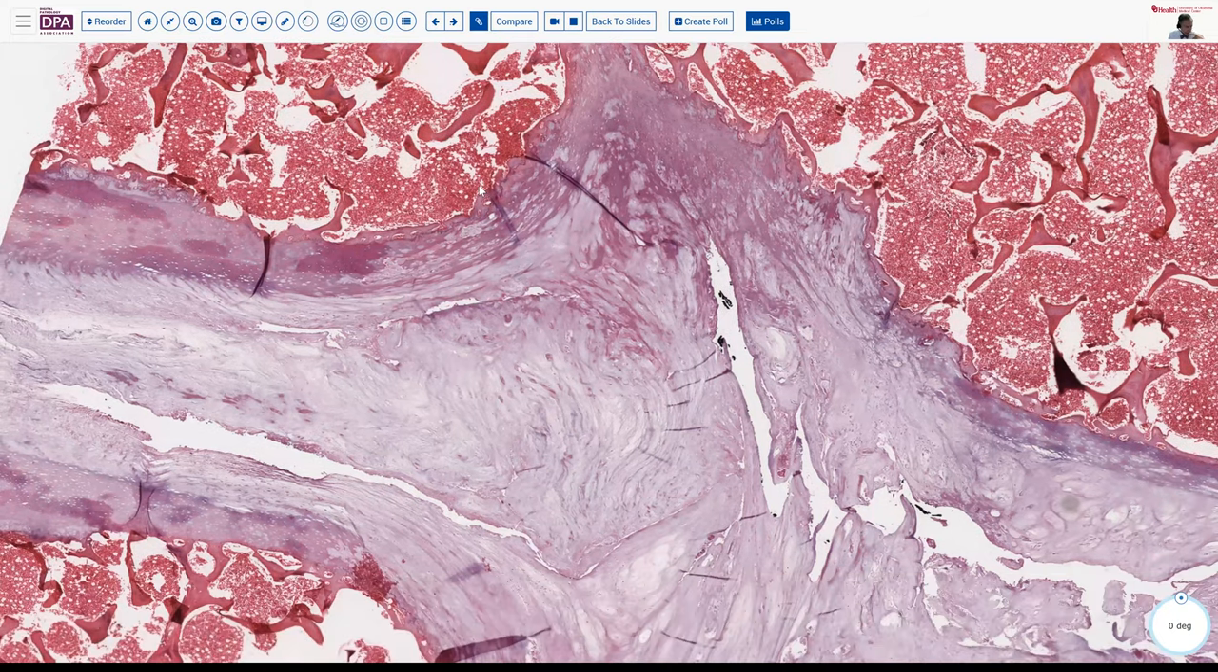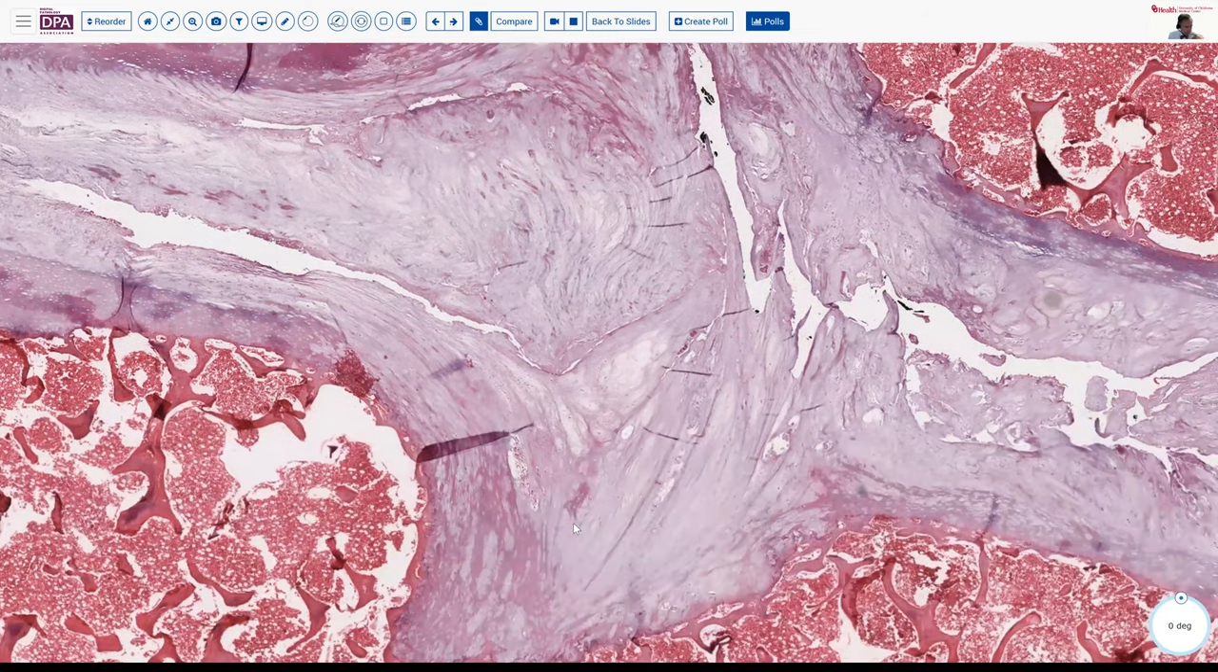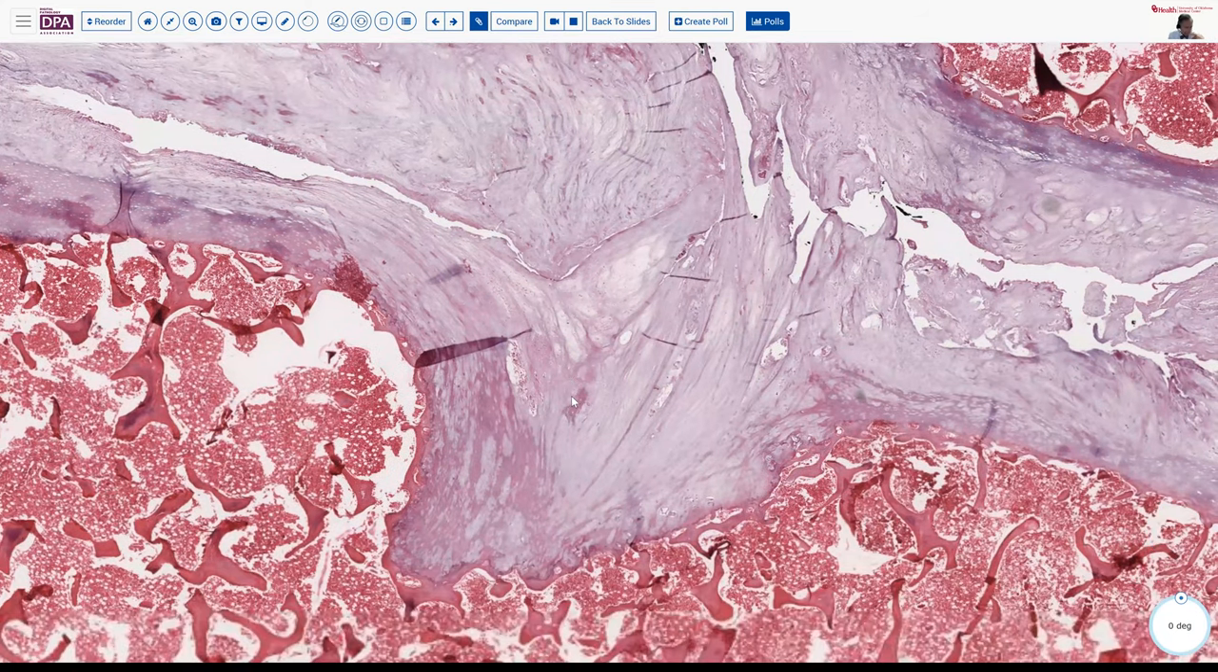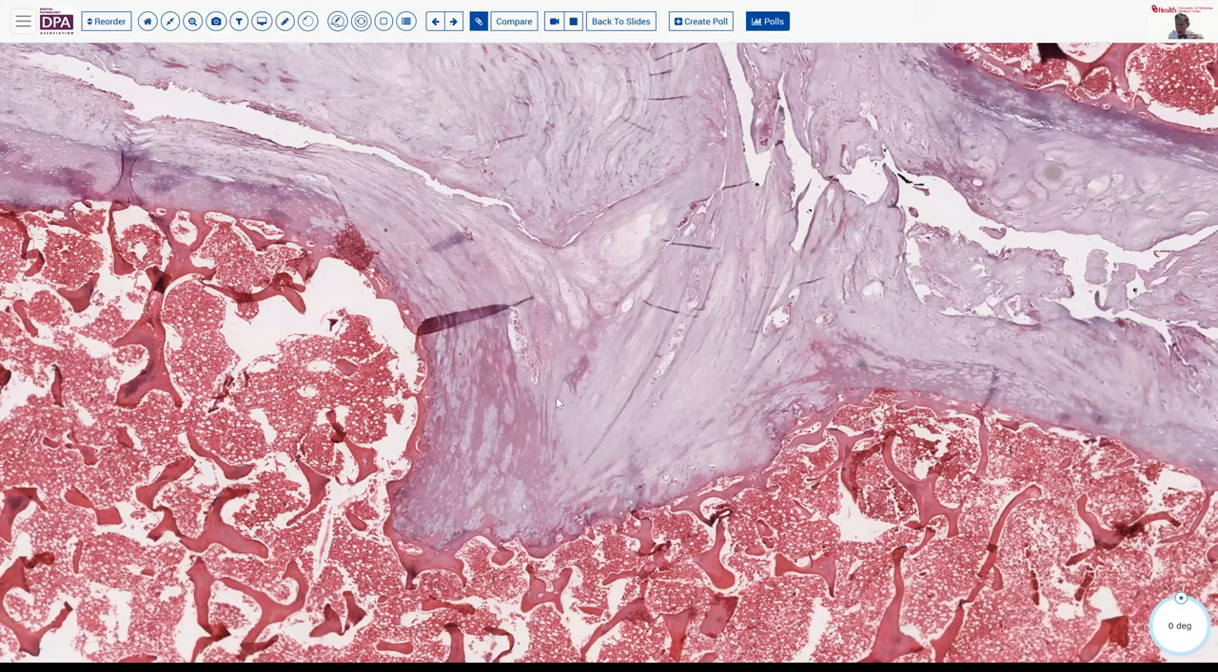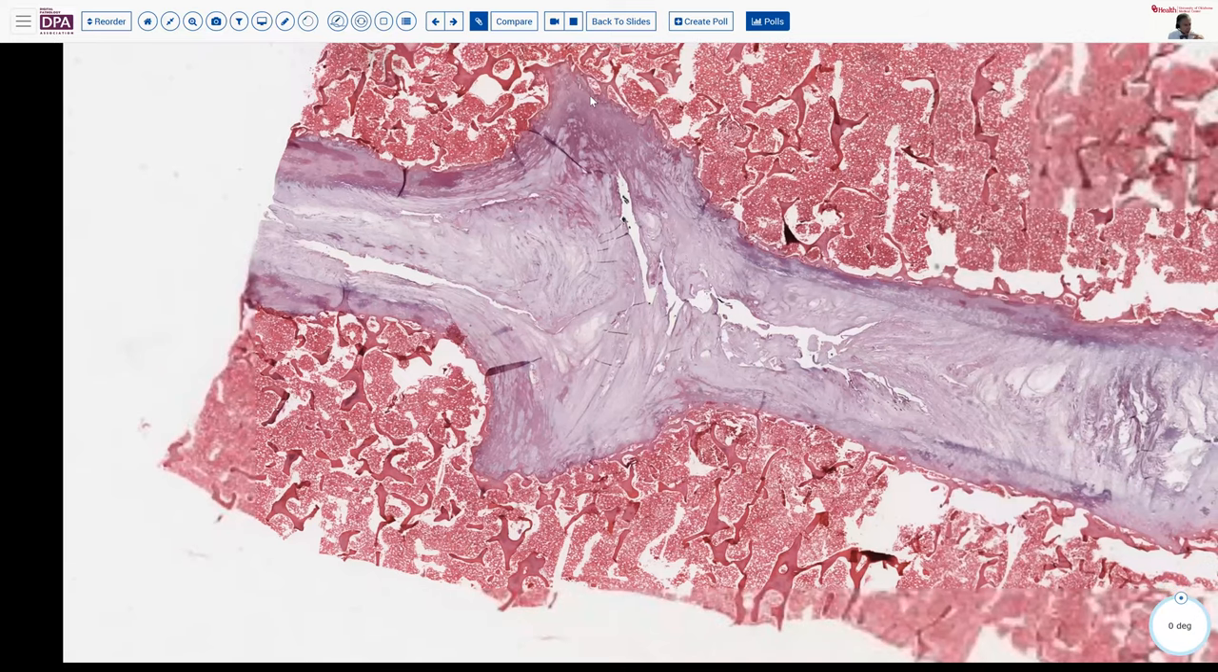This is a finding that was first reported in 1927 by a couple of German pathologists based on autopsy findings. These little herniations of intervertebral disc cartilage into the body of the vertebral body were reported, and they received the eponymic name of Schmorl's nodes or Schmorl's nodules. That's S-C-H-M-O-R-L.